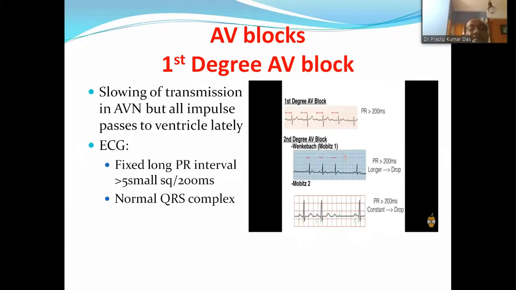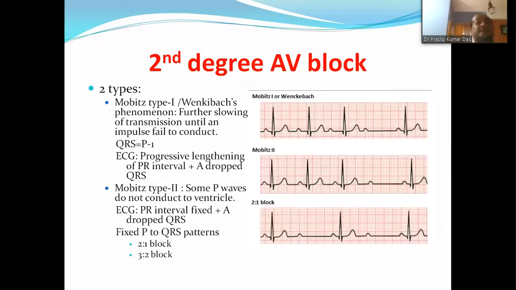Next slide. From here we can summarize the findings again. Mobitz type 1 or Wenckebach phenomenon: further slowing of transmission until the impulse fails to conduct. There is an easy calculation, QRS equals P minus 1, but it is not a very useful one. There is progressive lengthening of the PR interval, and a dropped beat will be found. Here is the classical picture.